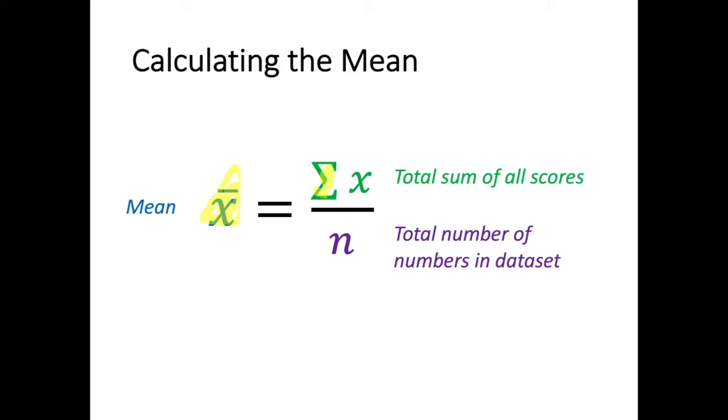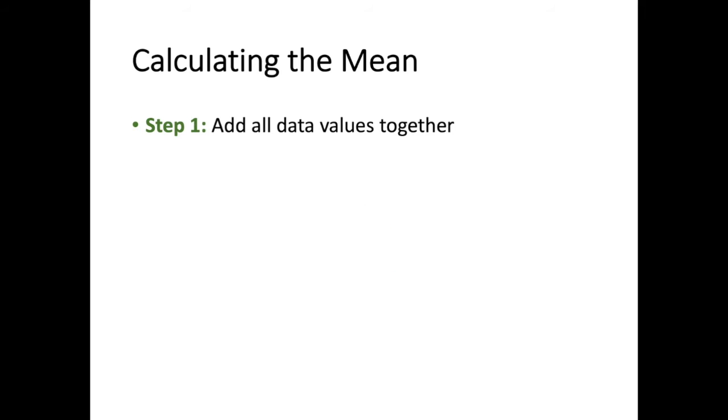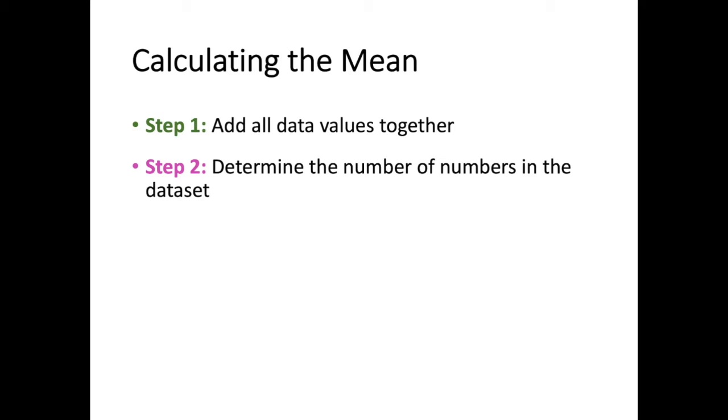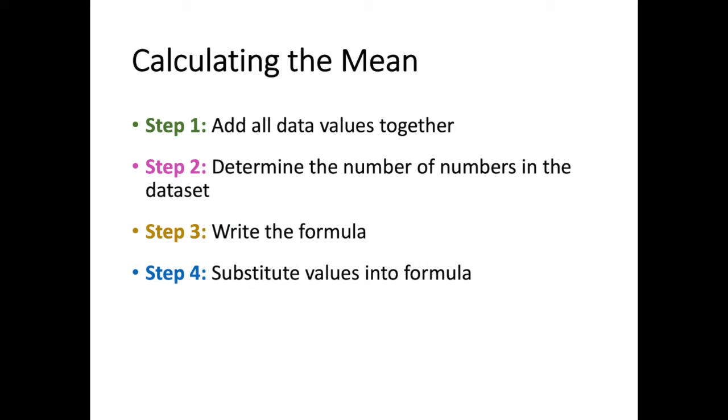So let's have a look at the steps required to be able to calculate the mean of a data set. The first step is to add all the values together. The second step is to determine the number of numbers in the data set, so count the number of numbers you have. The third step is going to be to write the formula. Fourth step, substitute in the values into the formula. And then step 5 is to calculate the answer.